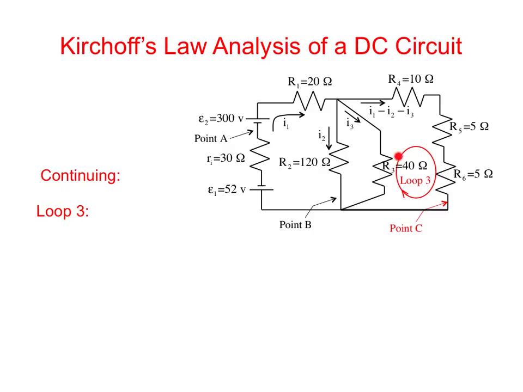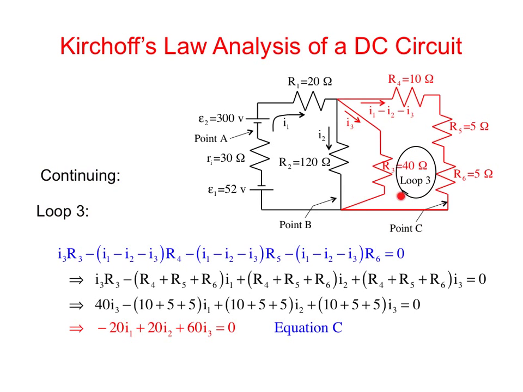Here we have loop 3. I'm starting here, and I'm going once again clockwise. And you can follow around. You can see there's a voltage increase across R3, all the rest are voltage drops. And there's no battery in the circuit.